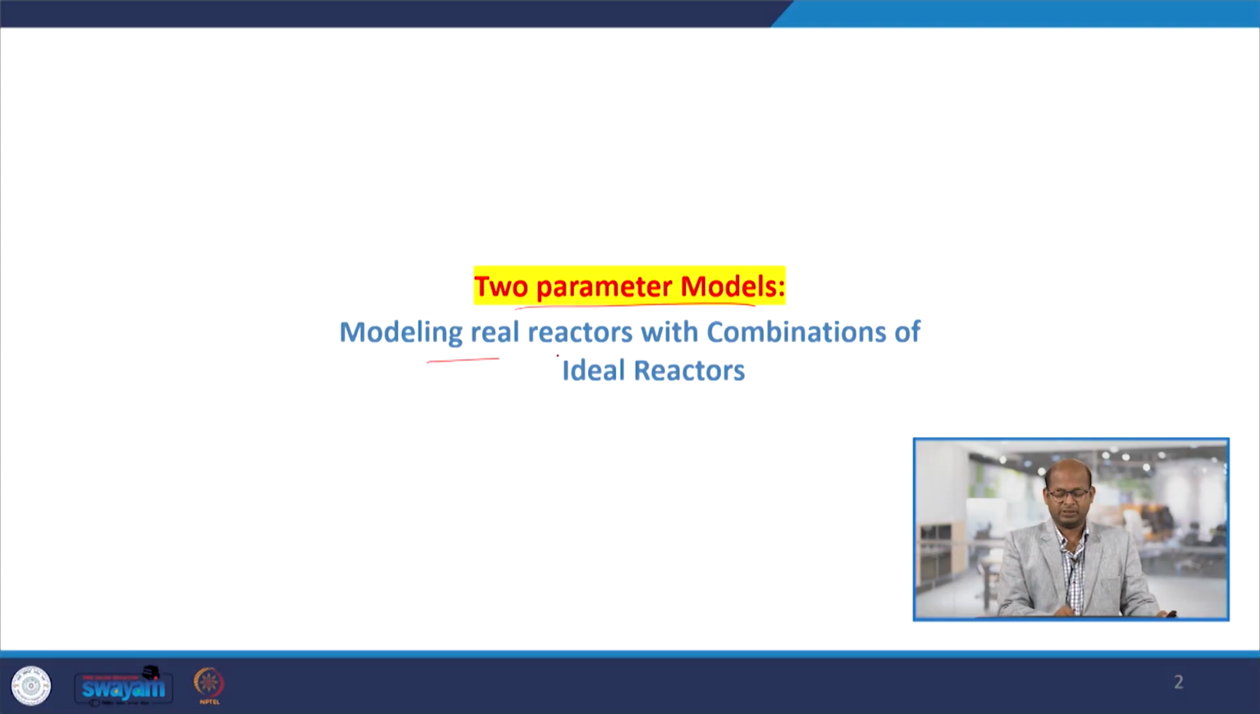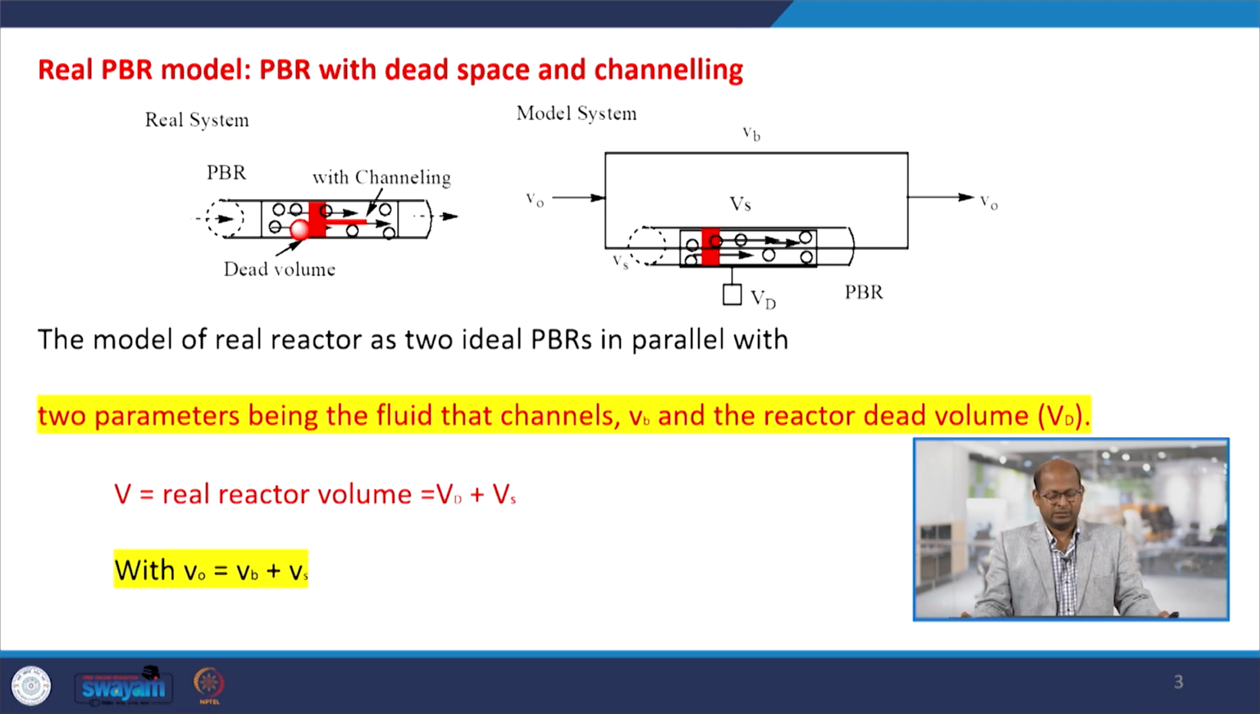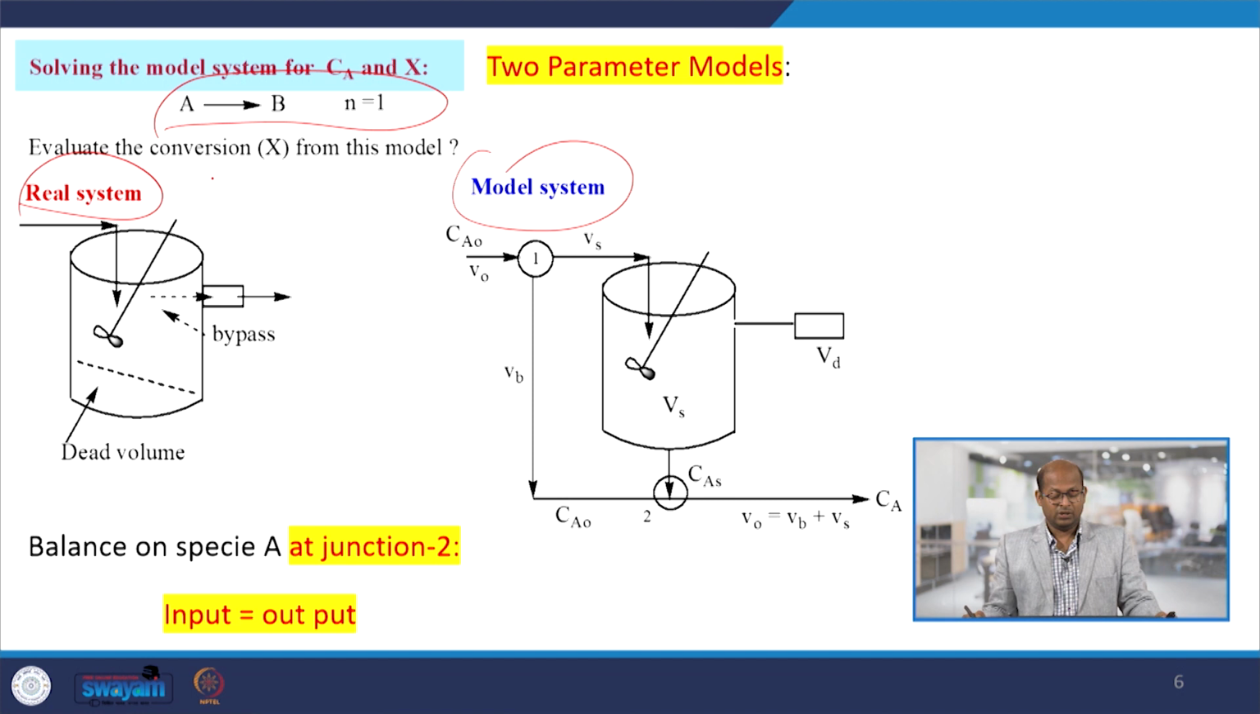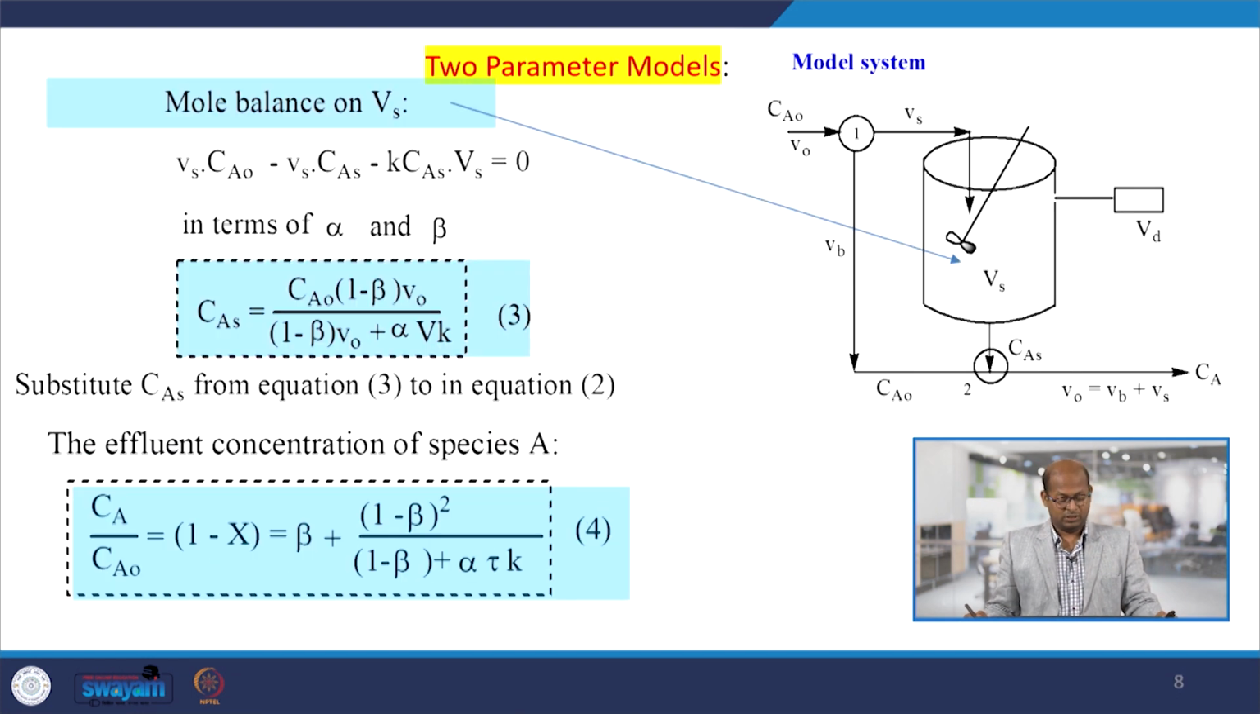In the two parameter models, we have already discussed by considering model systems. That was compared with the real reactors. Here this is our real system and this is the model system. By considering these reactions we have developed some equations, which we discussed in our last class.